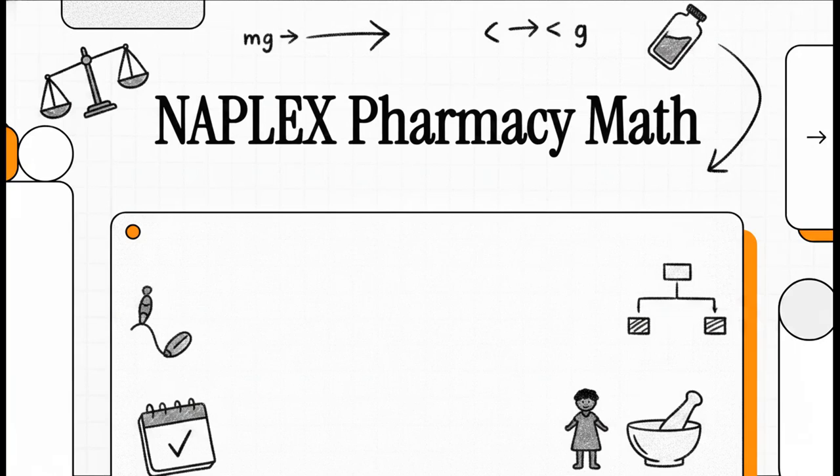Today, we are making NAPLEX pharmacy calculations easier by focusing on the skills that show up again and again: unit conversions, ratio and proportion, dimensional analysis, pediatric dosing, days supply, and compounding calculations.